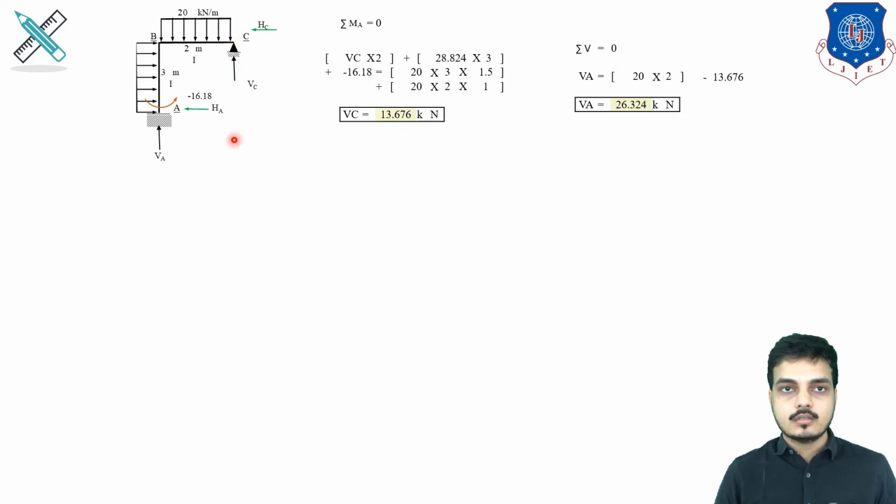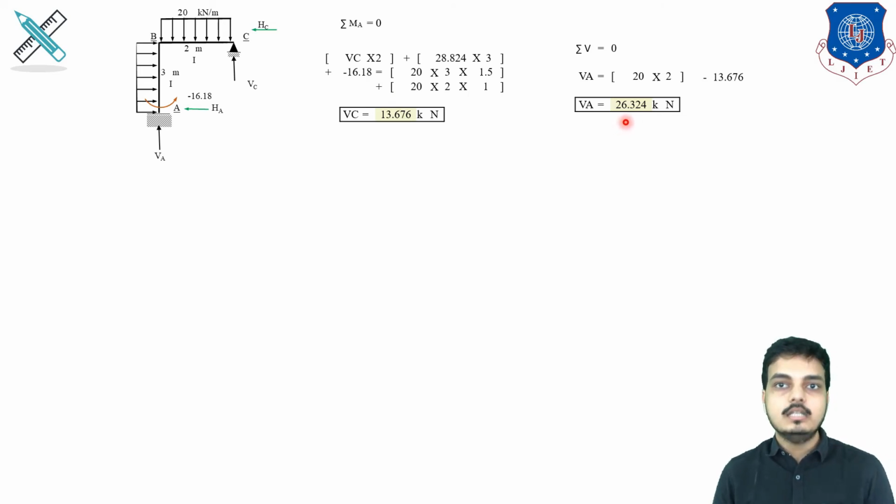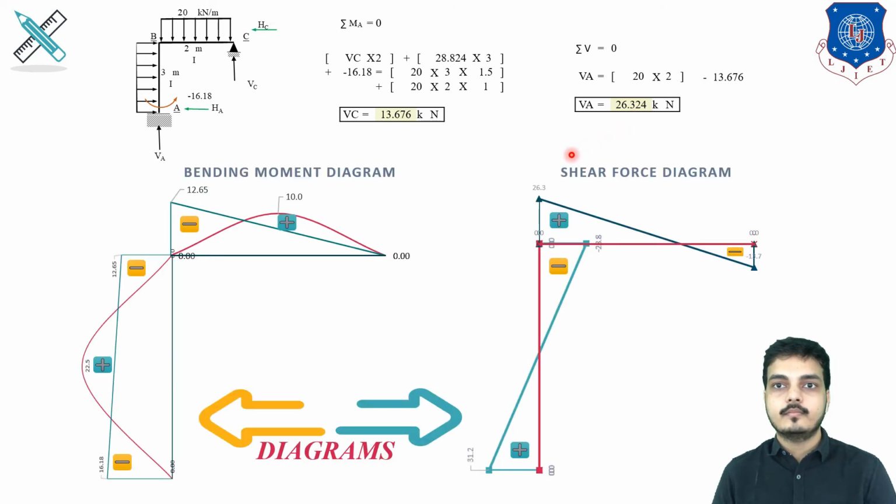Now summation of V equals 0. Vertical force VA is going upward, plus VC is going upward, equals the total downward force 20 multiplied by 2. So 20 into 2 is the downward force, and this vertical reaction VC is going upward, so minus 13.67 will give me VA. So after getting VA, VC, HA and HC, we can draw the shear force diagram.